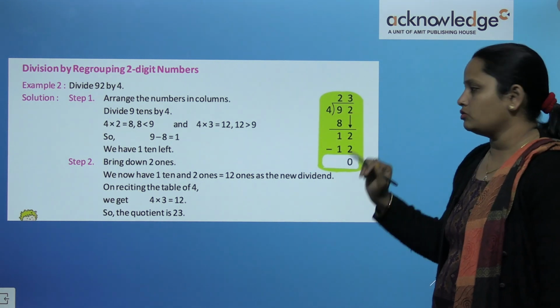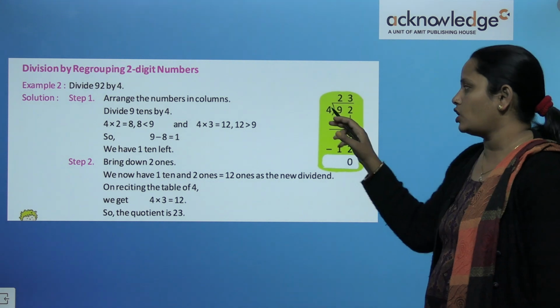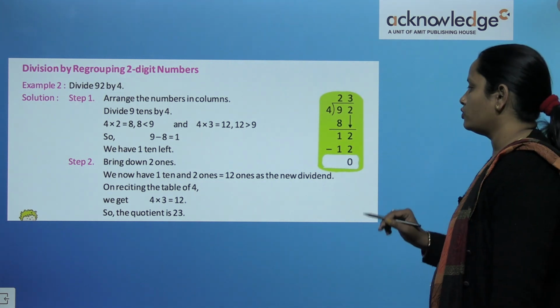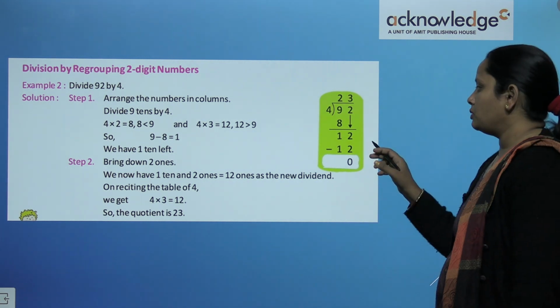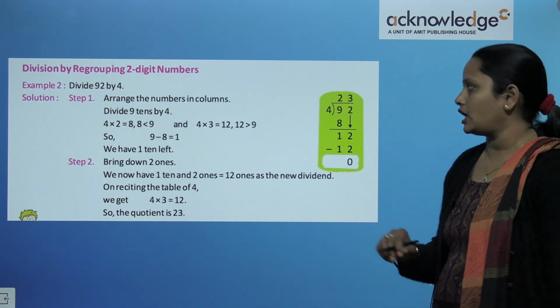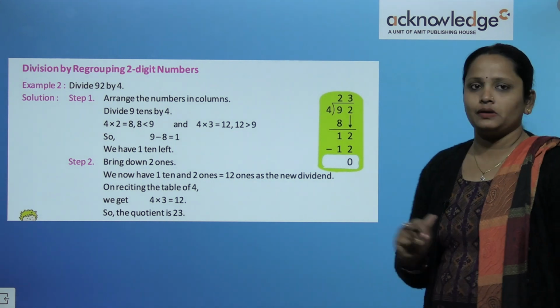अब next number को हम यहाँ पे copy करेंगे क्योंकि 1 is not divisible by 4, 4 से divide नहीं हो सकता। तो 2 आ गया उसकी help के लिए, so it becomes 12, 12 बन गया ये। Now let's see, 4 की table में क्या 12 आता है?